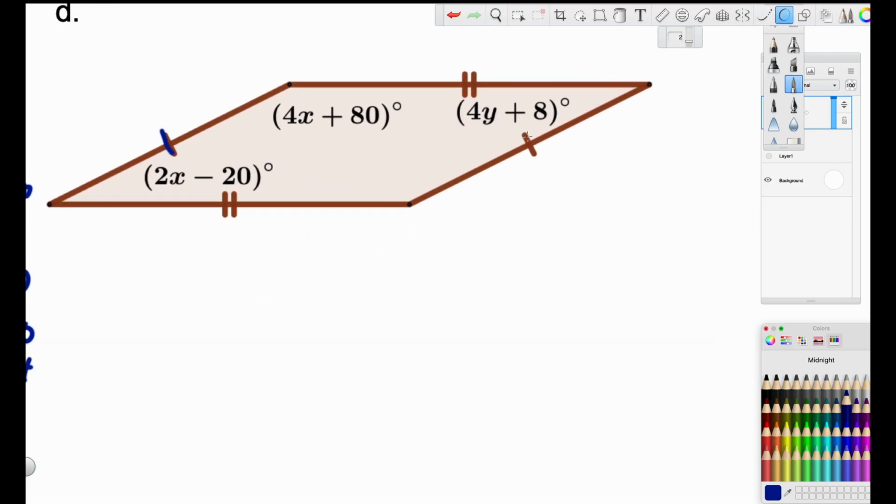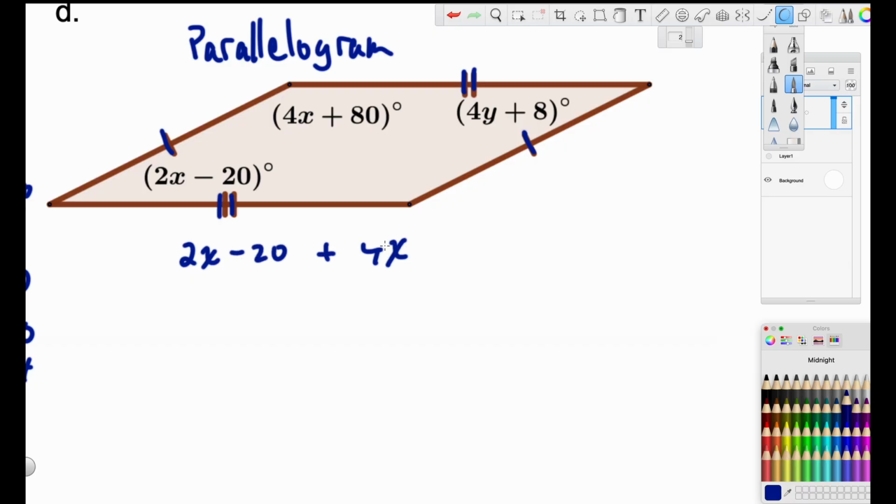Okay, opposite sides are congruent. That's all we know. So this is a parallelogram. So we know opposite angles are congruent. We know consecutive angles are supplementary. So I have 2x minus 20 and I have 4x plus 80. These are both in terms of x. Why don't we go with that? We know that 2x minus 20 plus 4x plus 80 is supplementary.